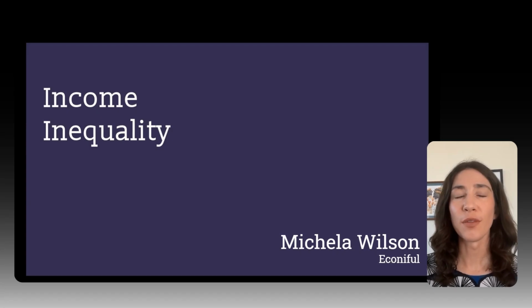We're going to do a quick run through of lesson 217, Income Inequality. It's a part of Econiful's one semester high school curriculum. I love this lesson because it's really hands-on. There is some material prep and an activity that involves students rotating through stations. So if you're feeling intimidated by any of that, this video is going to set you up for success.